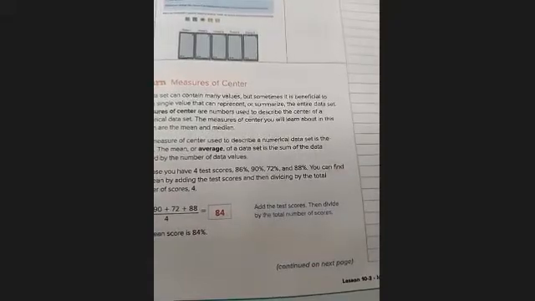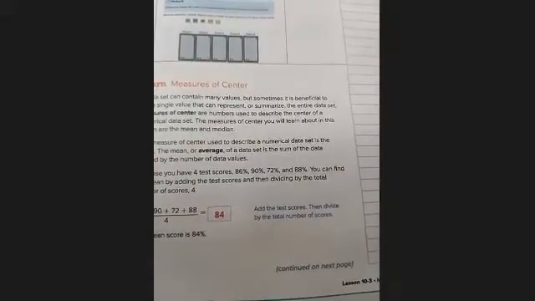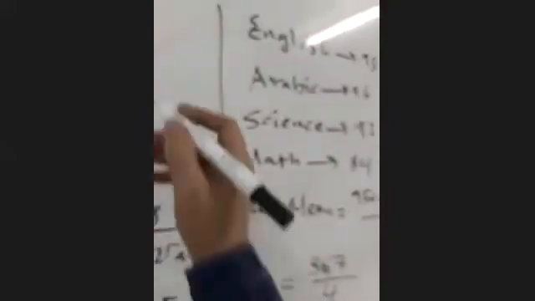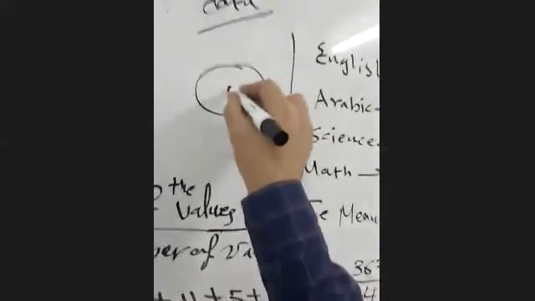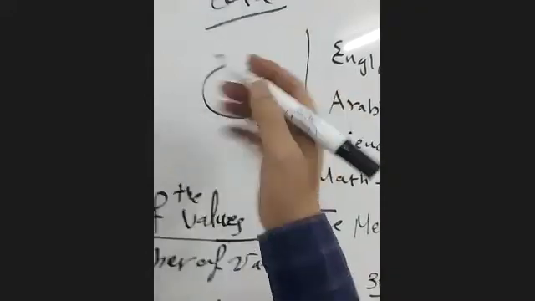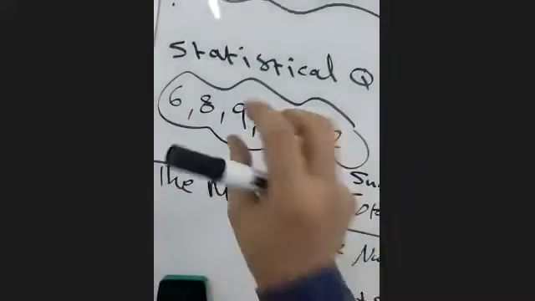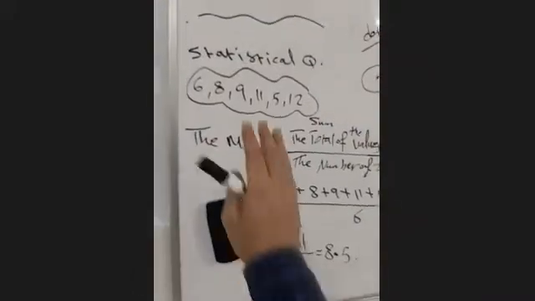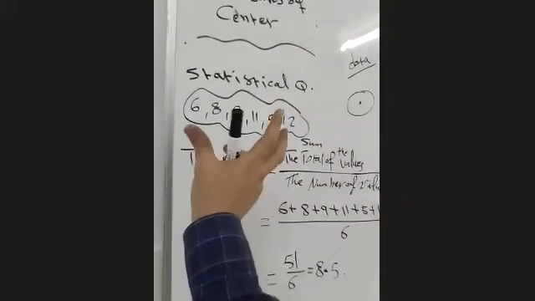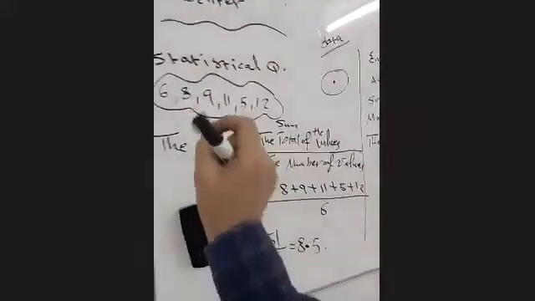Measures of center are numbers used to describe the center of a numerical data set. Center means the number in the middle. You know the center of the circle, the point in the middle, right? So the center of the values means the number in the middle. Here, 8.5 is between all of these numbers. They are all close to 8.5 at the same distance.